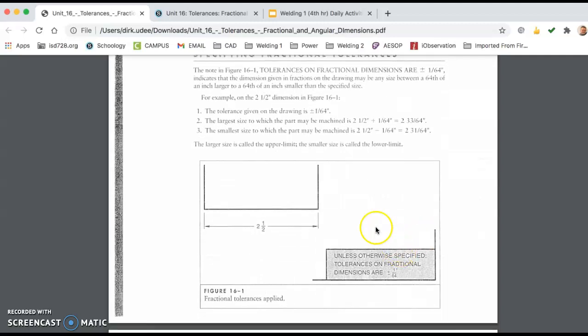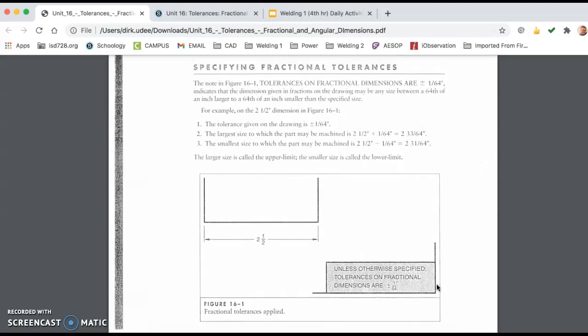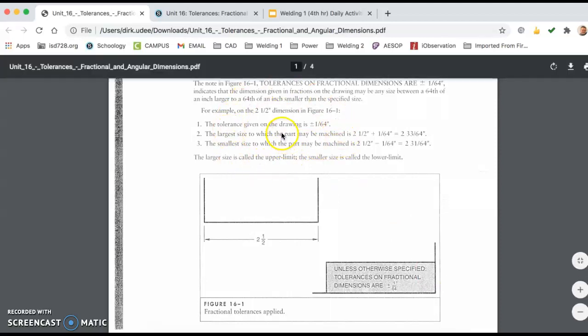And you will see here a note on most blueprints that will say tolerances on a traditional fractional dimension are plus or minus a certain dimension. It could be a fractional, it could be a decimal, and in this application it's going to be angular as well. And as you see here, they talk about your upper limits, which would be your maximum size, and your lower limits, smallest size, would be your minimums. So again, this is going to be a review for you.